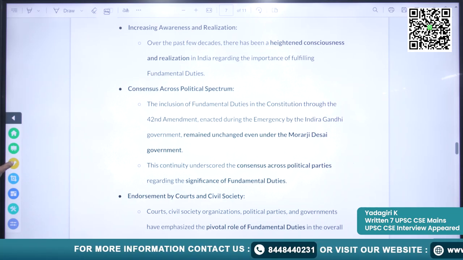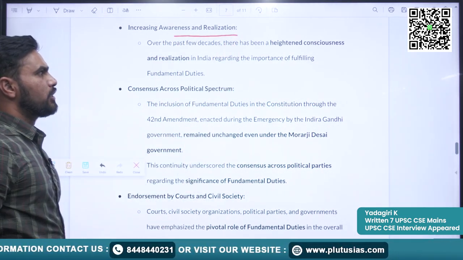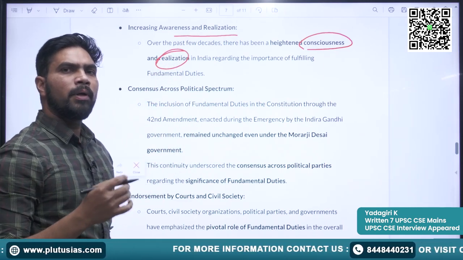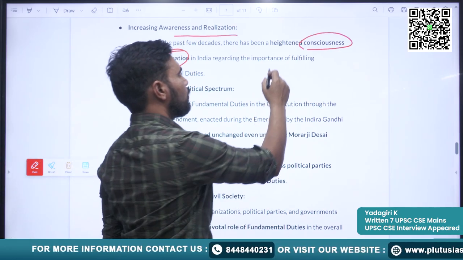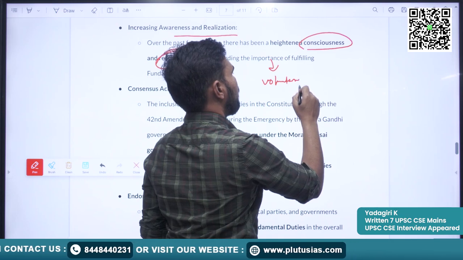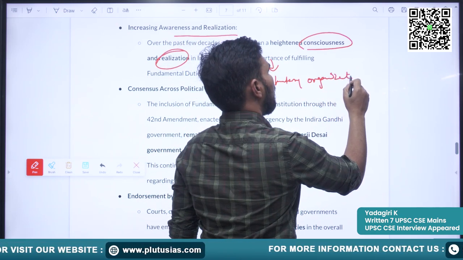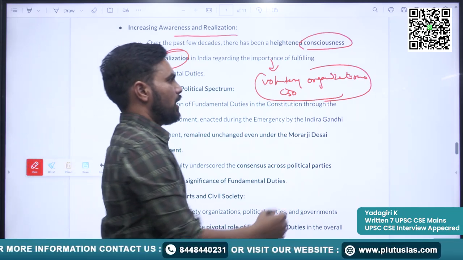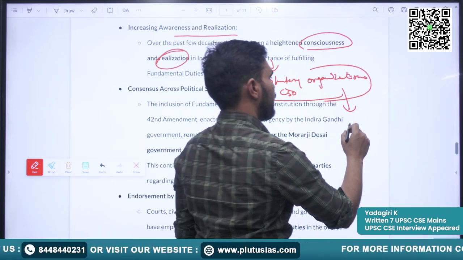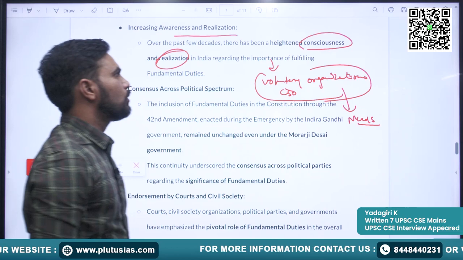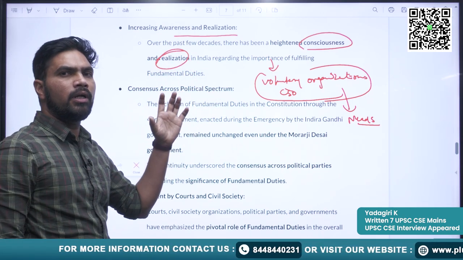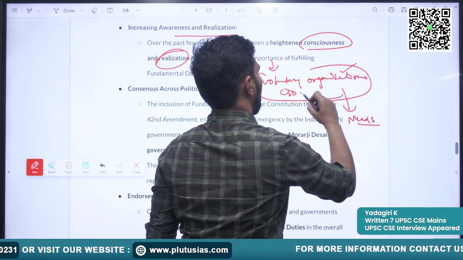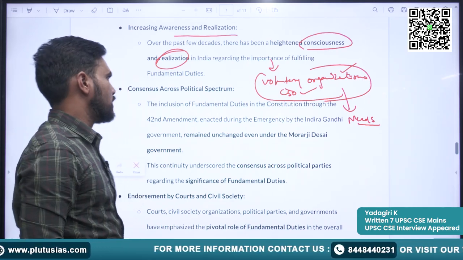Next important thing about fundamental duties is increasing awareness and realization. So over the years, the awareness and consciousness about the fundamental duties is increasing, and people are more and more forming voluntary organizations or civil society organizations, and they are doing their duties towards the society by helping those who are in need of the help of other people. So basically the consciousness about the fundamental duties is day by day increasing in the society. That we can see through the voluntary organizations and civil society organizations.